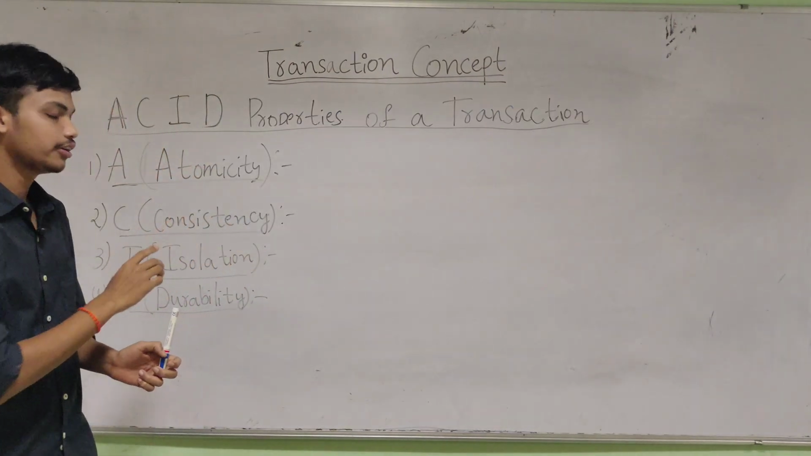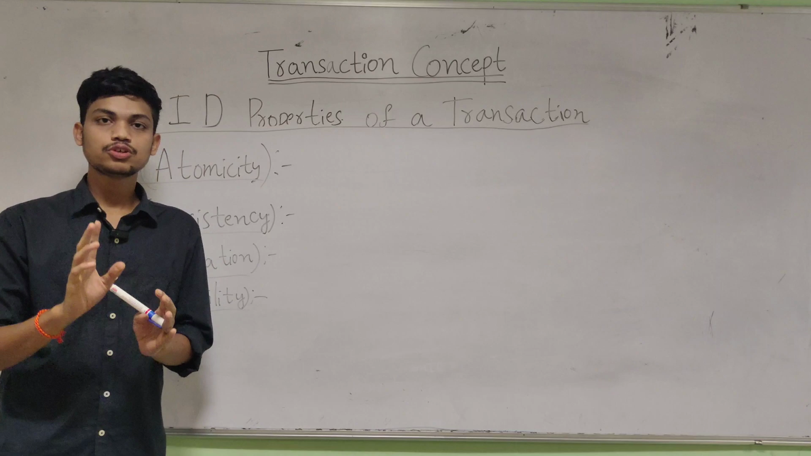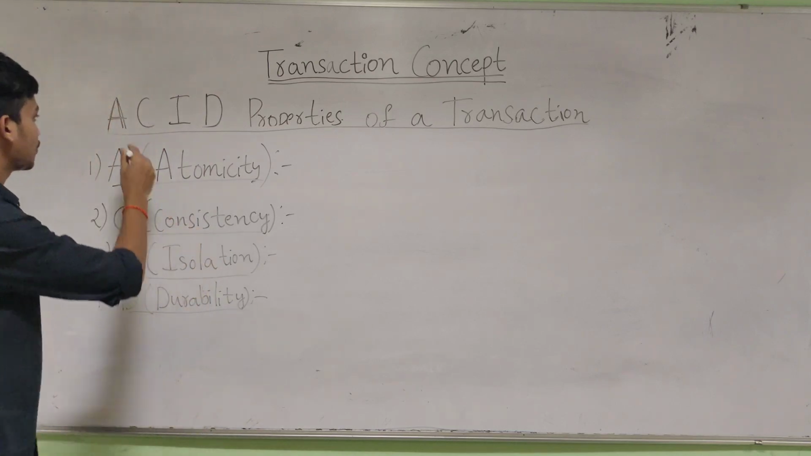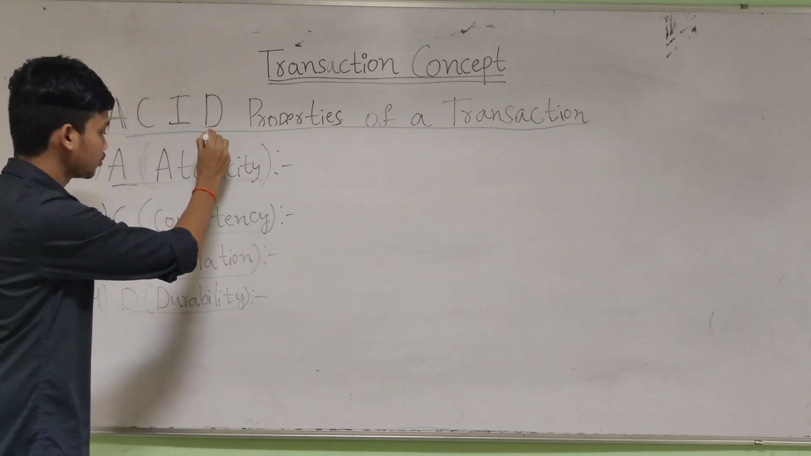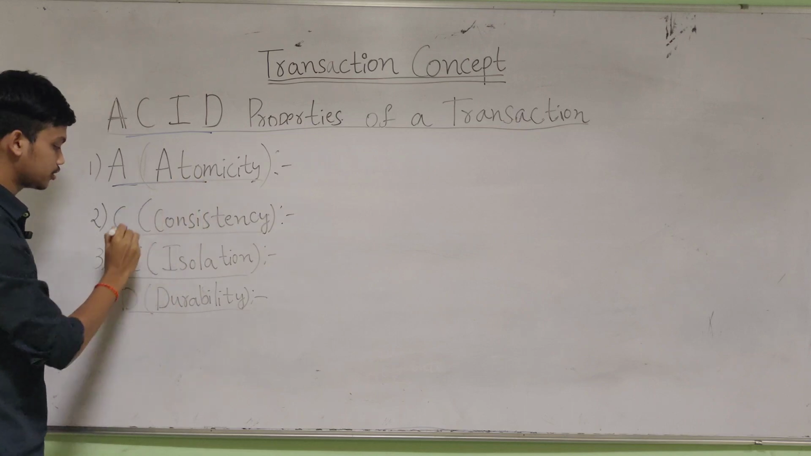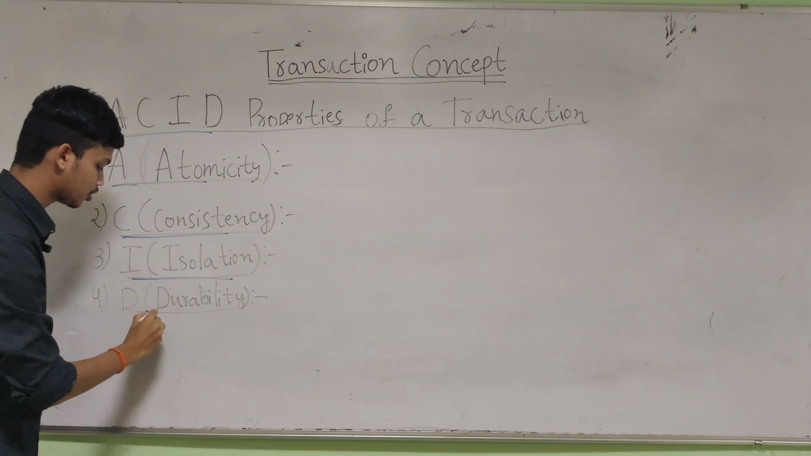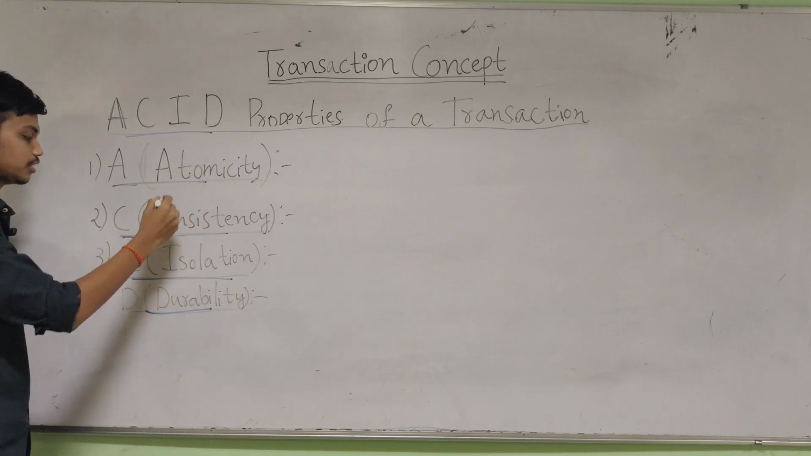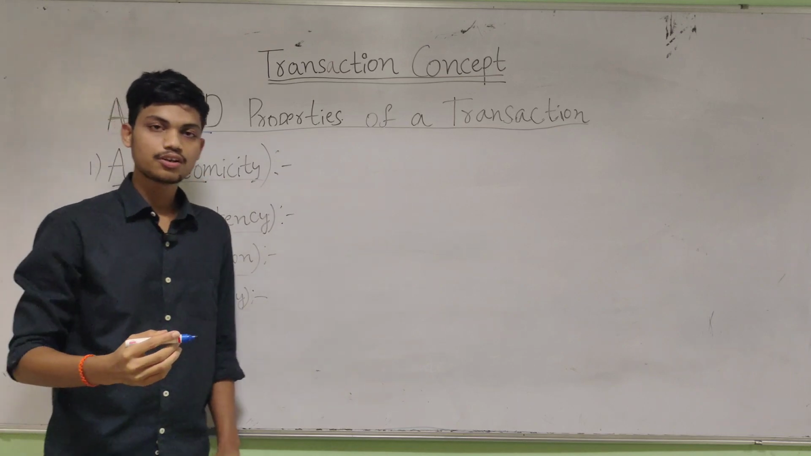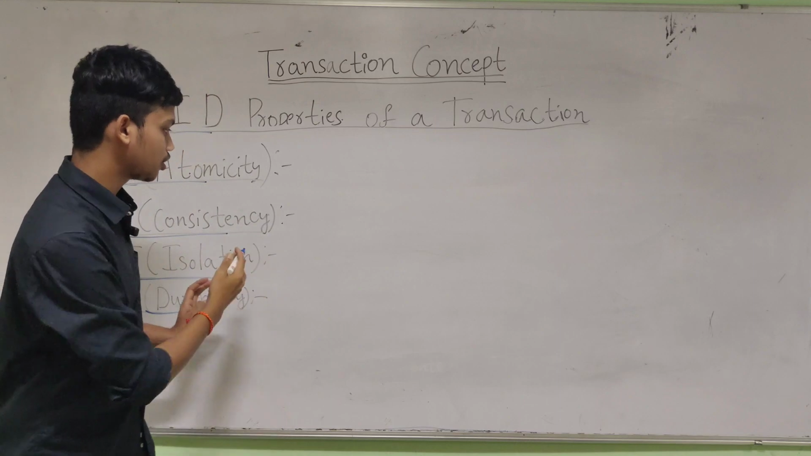Look here very carefully. Every transaction of a database should follow these properties. The properties are the ACID properties. A stands for atomicity, C stands for consistency, I stands for isolation, D stands for durability. What are atomicity, consistency, isolation, and durability? We are going to discuss it now. First note it down.